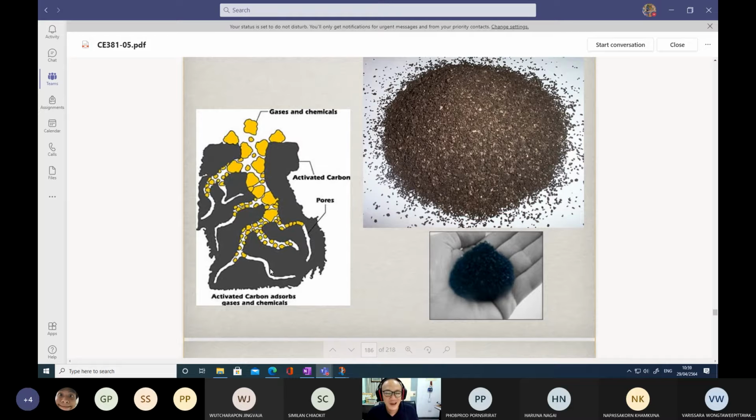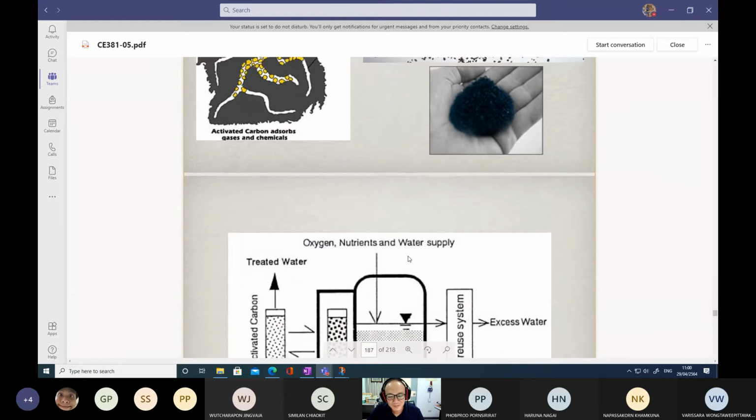Anyway, the granular activated carbon actually looks like this, like a grain. In fact, I'm not sure about this photo, because if it's the activated carbon, it's actually completely black like this, not the brown one like this. Maybe this one is a kind of coffee, maybe not the carbon. It turned brown, or I don't know. Maybe after regeneration, I'm not sure about this one. But anyway, activated carbon is totally black.